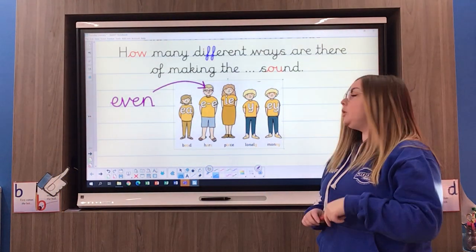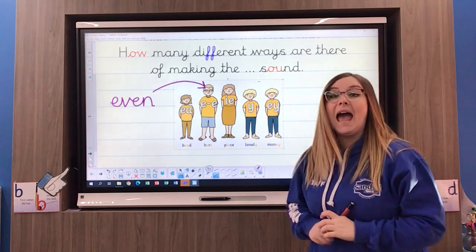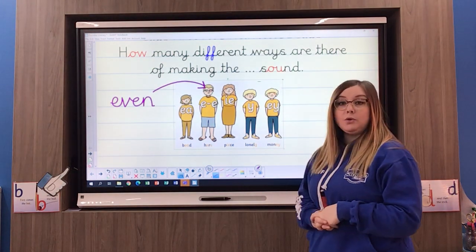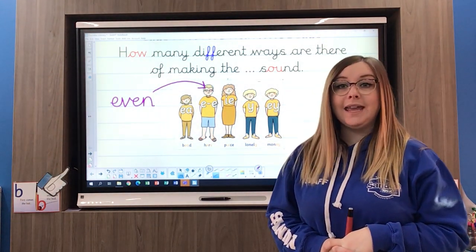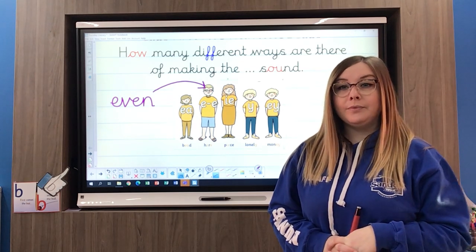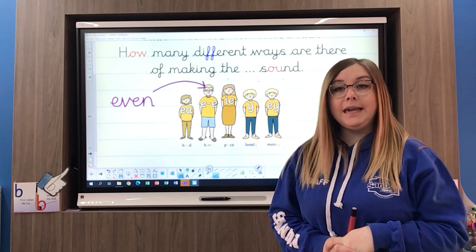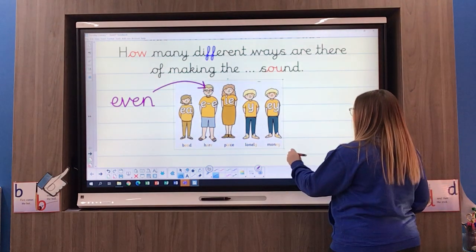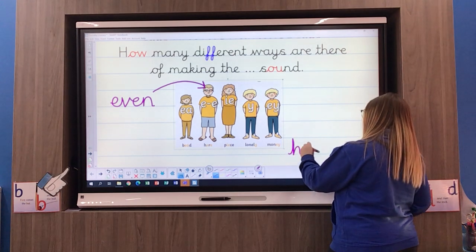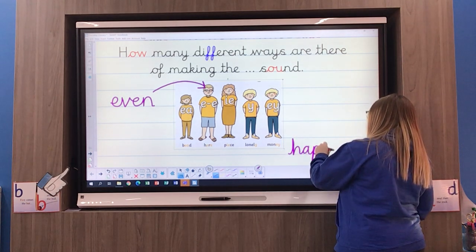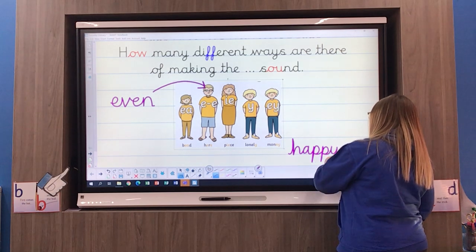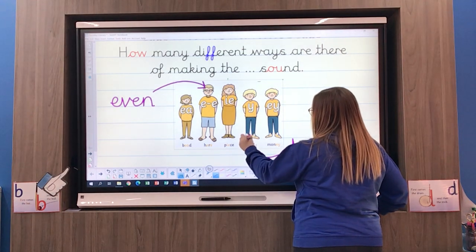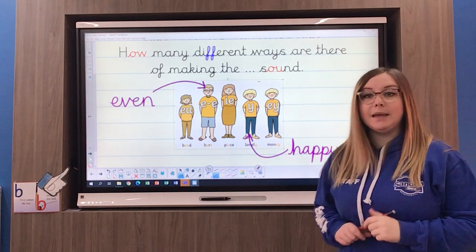Okay, my next word then is happy. Which of these representations do we use for an E sound in happy? Okay, if you had a little think about what E sounds go at the end of words. Okay, so happy uses a Y at the end. Brilliant.